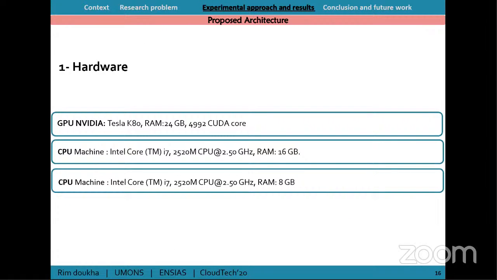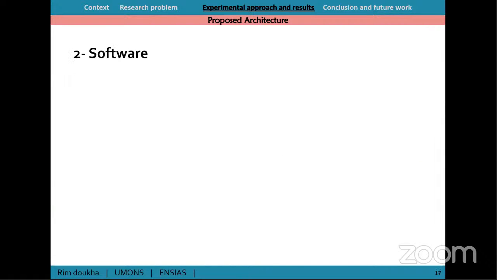So the proposed cloud architecture is composed of 3 machines, 1 with GPU and 2 with CPU. This is the characteristic of our machines, but our architecture is flexible for all types of hardware. Let's pass now to the software used.